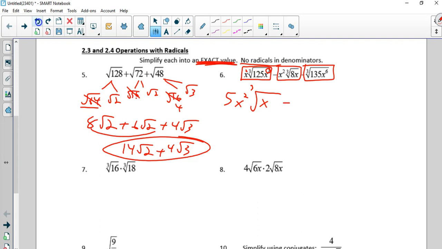Then minus the cube root of 8 is 2. The x squared is going to be there. And what's left on the inside? Just that lonely old x. And then the last one, 135. That's going to break down 27 times 5. Cube root, obviously.